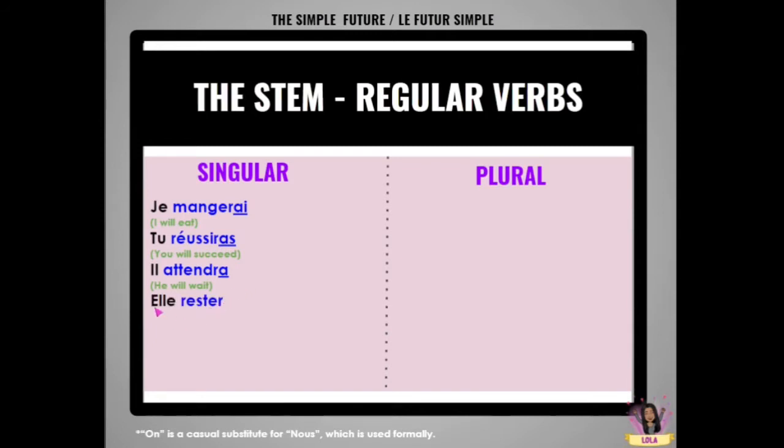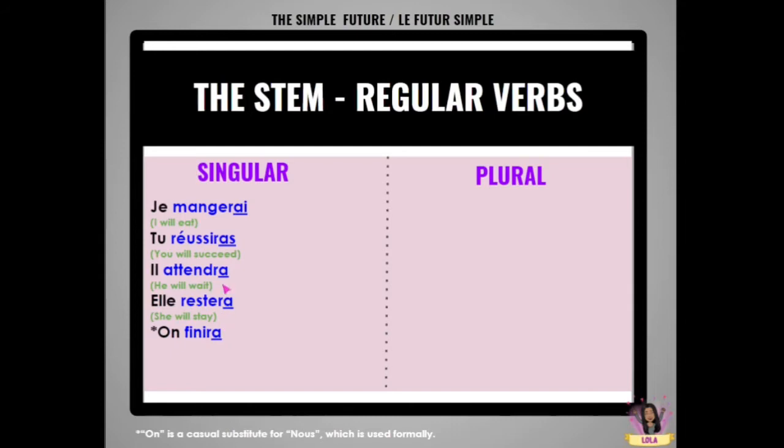We see over here with elle rester, it's an ER verb. So again, you're just going to leave it the way it is and add the ending, which is going to be A for elle. So elle restera. She will stay. Our next one is en finir. It's an IR verb, which means to finish. And again, the ending for this is going to be an A.